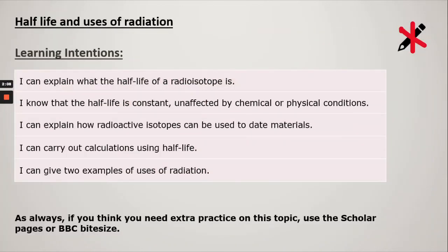and then here is a little summary of what we should know at the end of this video lesson. So we should be able to explain what the half-life of a radioisotope is. We should know that it's constant. You should be able to explain how radioactive isotopes can be used to date materials. If you're at all unsure on that, you need to go to the BBC National 5 Chemistry link, because it talks about carbon dating in particular and how it can be used to date materials. And we should be able to carry out calculations using half-life and give some examples. You don't have to memorise them, but I think it's useful if you know maybe 2 examples of the uses of radiation.